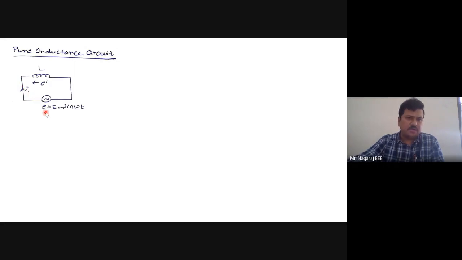Now, when this current is flowing through the inductance, I have one property of inductance to apply. What does inductance do? Inductance is nothing but an electromagnet. So when current flows through that inductance, immediately it will create flux around it. Now there is a flux produced.